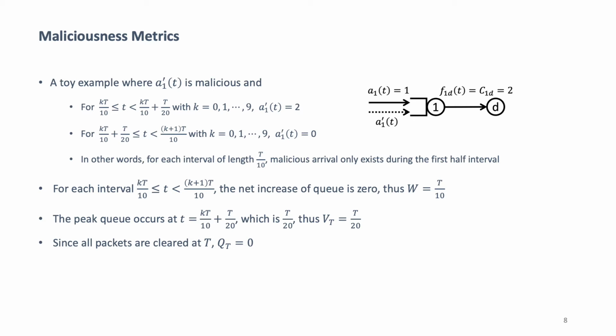We can show that the network is W constrained with W equal to T over 10, and it is VT constrained with VT equal to T over 20. And because all the packets are cleared at the end, it is Qt constrained with Qt equal to 0.